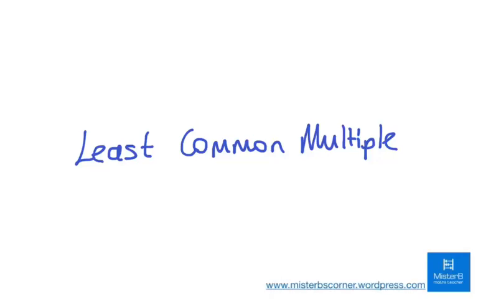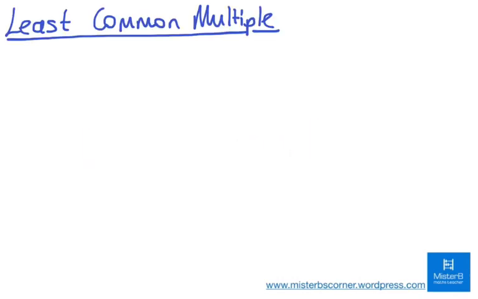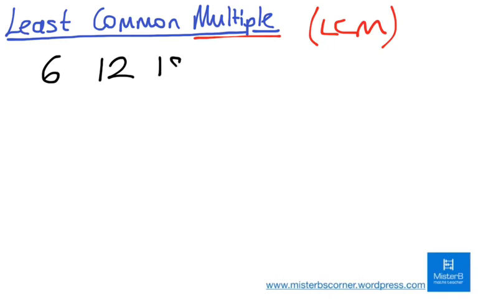In this video we're going to talk about the least common multiple of numbers. Least common multiple, or in short LCM, is the smallest multiple of two or more numbers. For example, if we go on with multiples of 6, then it's going to be 6, 12, 18, 24, 30.